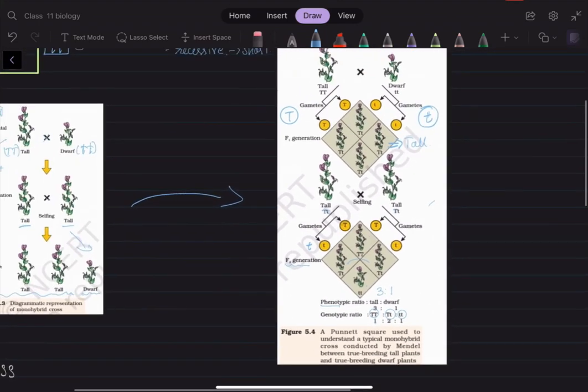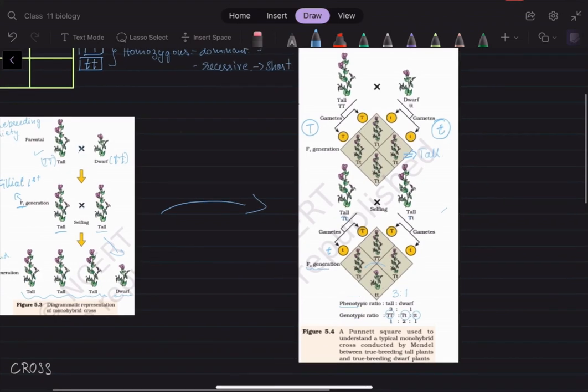In this entire cross, we only took one character. We considered only one character, that is the height of the plant. That is why this is called a monohybrid cross.